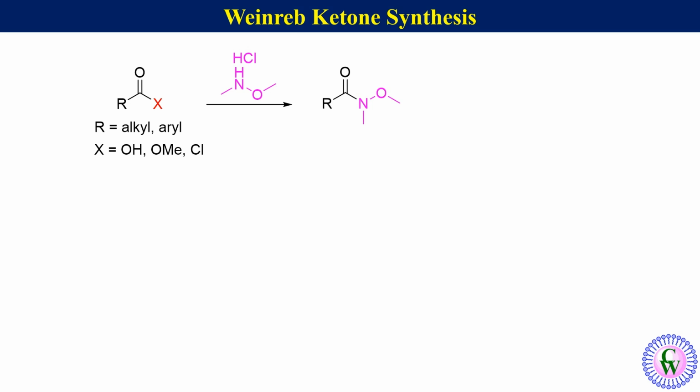In the next step, the Weinreb amide reacts with organolithium compound or Grignard reagent to produce ketone. One thing to be noted here is that the reaction of organolithium or Grignard reagent with Weinreb amide does not give tertiary alcohol. We will discuss the reason behind it in the mechanism section.